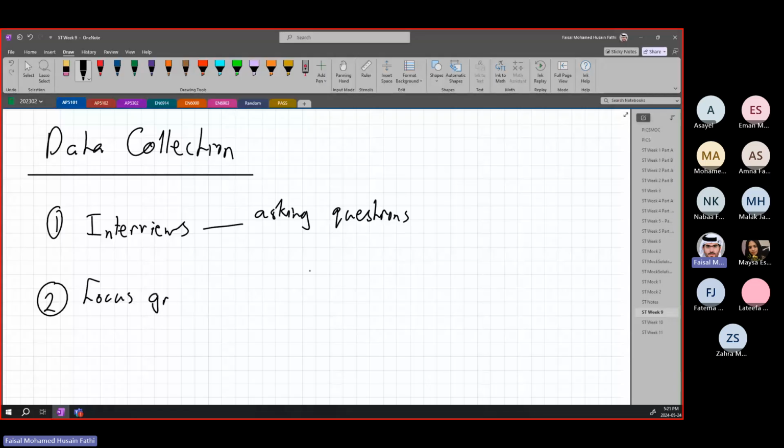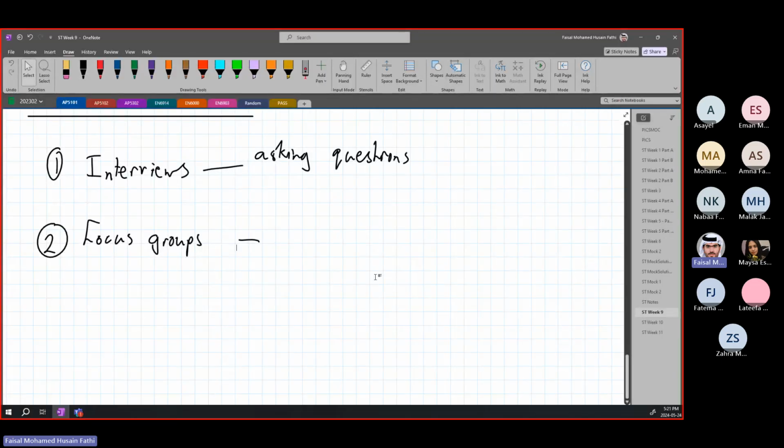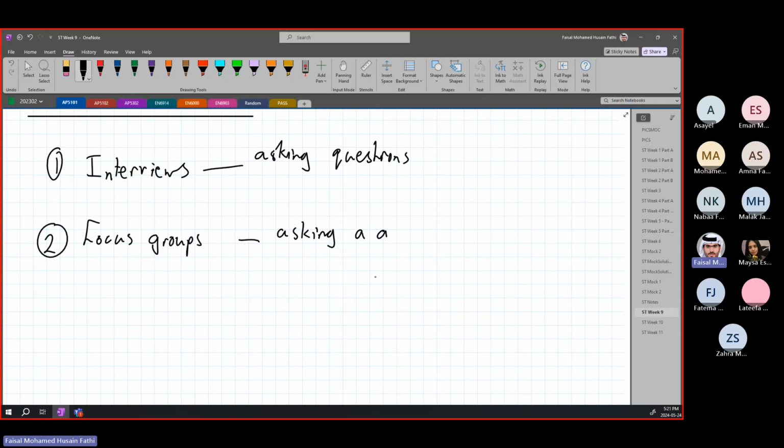What are focus groups? Focus groups is when you are gathering a number of people, like 10 people, 20 people. You're grabbing a group of people and you ask them all a certain question and you get an answer from them all. So it's asking a group of people questions. It's like an interview, but with more than one person.